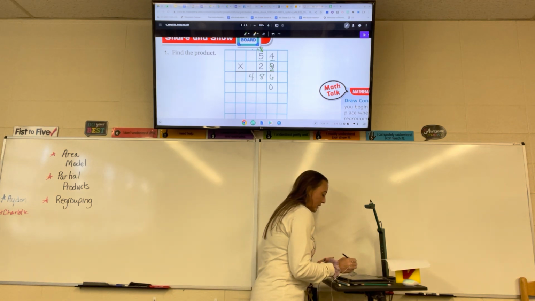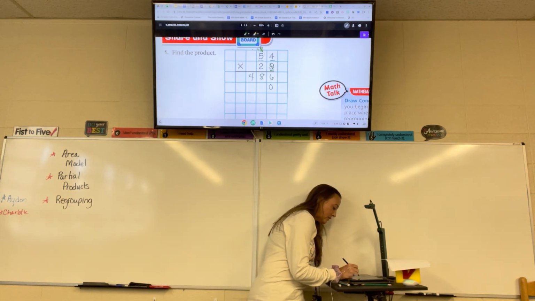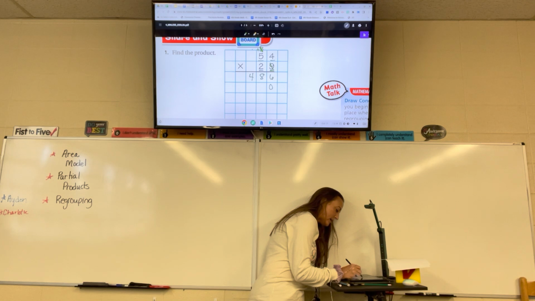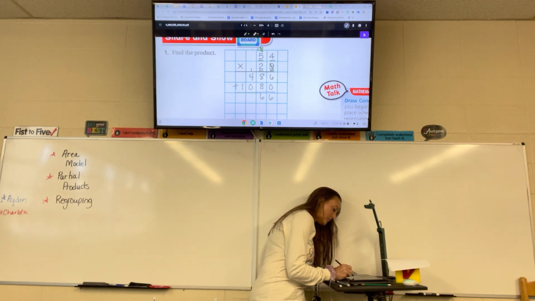Okay, what do you multiply 2 by first? 4. 2 times 4 is? 8. Nothing to regroup there. And 2 times 5 is? 10. Last step? Stack them and add them. 6 plus 0 is 6. 8 plus 8? 16. Put down the 6, carry the 1. 4 plus 1? 5. And 1 plus nothing.